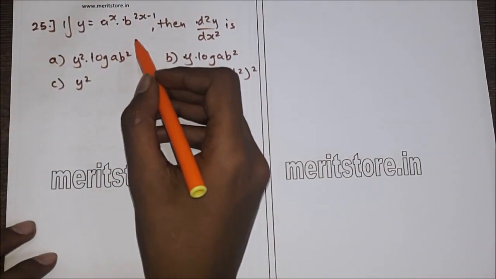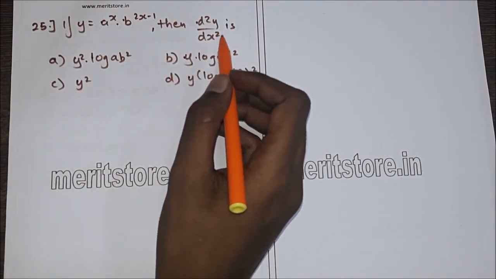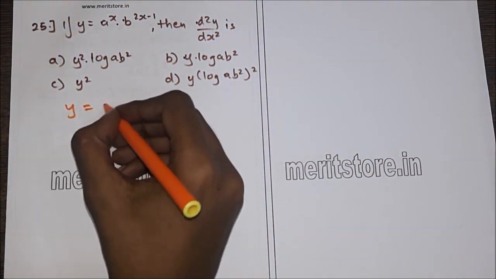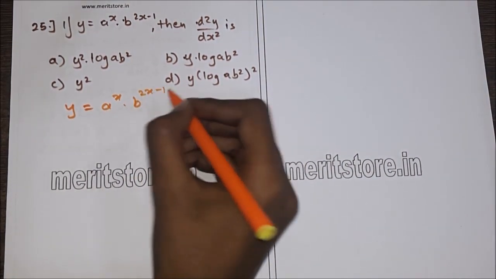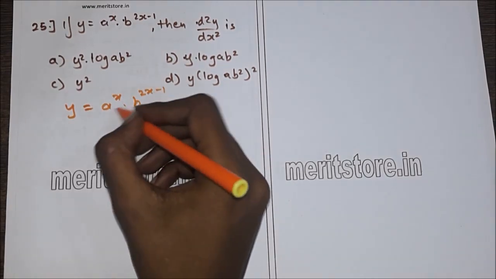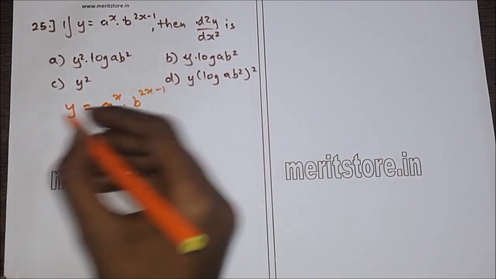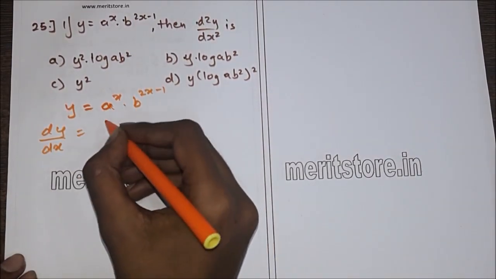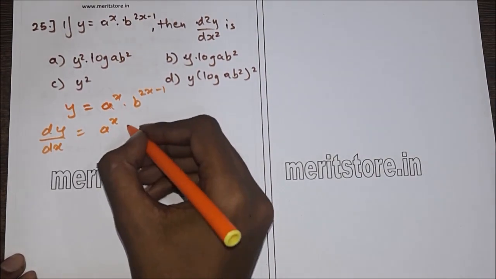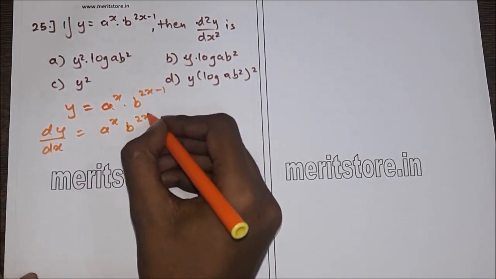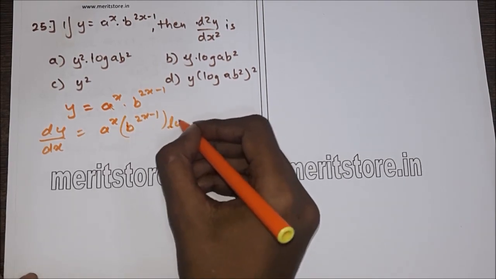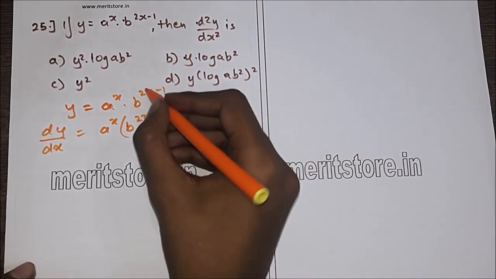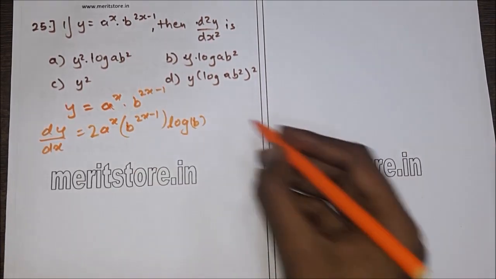If y is a raised to x, b raised to 2x minus 1, then the double derivative of y with respect to x is, these are the options. So first we have y equals a raised to x, b raised to 2x minus 1. This is in the form of u into v. So dy by dx is u into derivative of v, that is a raised to x into b raised to 2x minus 1 into log b into derivative of 2x, that is 2.